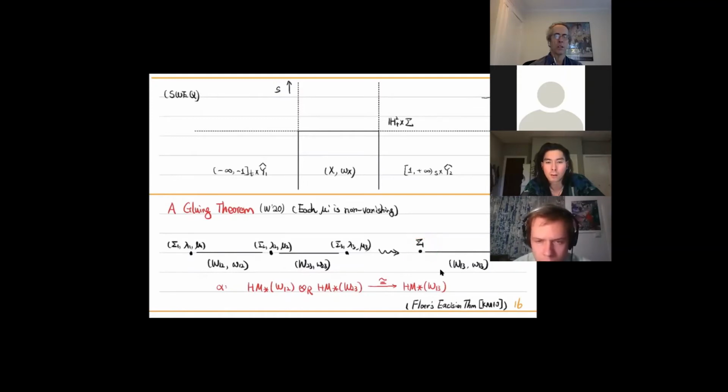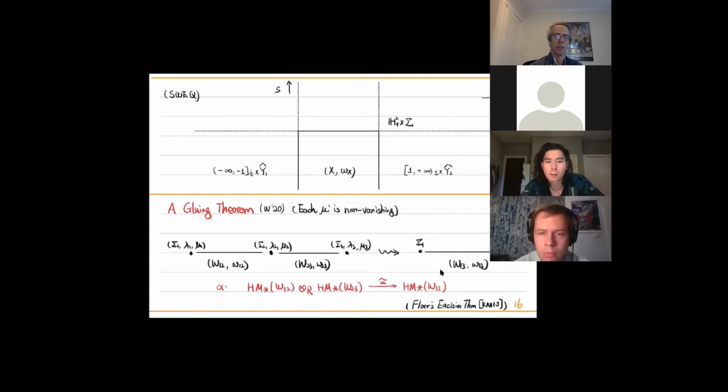The conclusion is we can construct a map alpha from the tensor product of the Floer homology of each factor and end up with Floer homology of this composition. And if we assume in addition each mu_i is non-vanishing on the surface, then this map is also an isomorphism. This is the content of the gluing theorem.